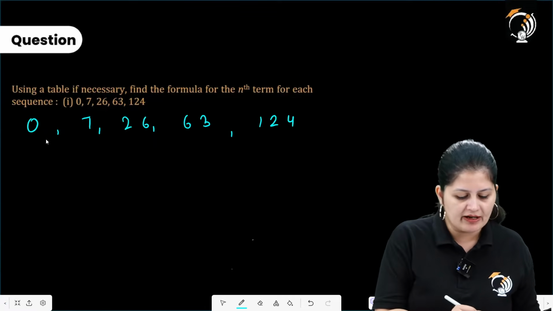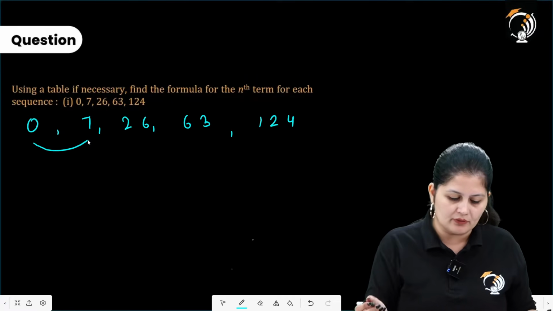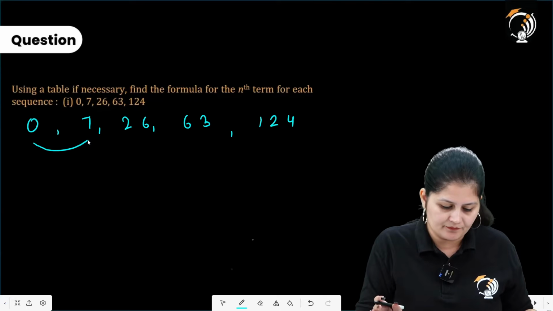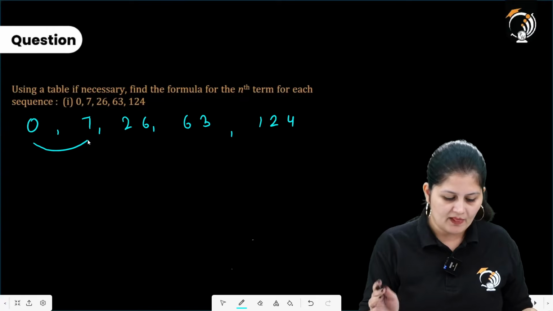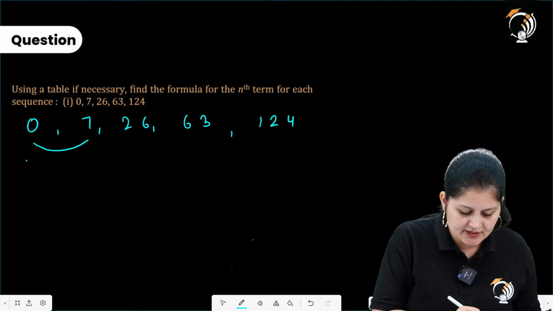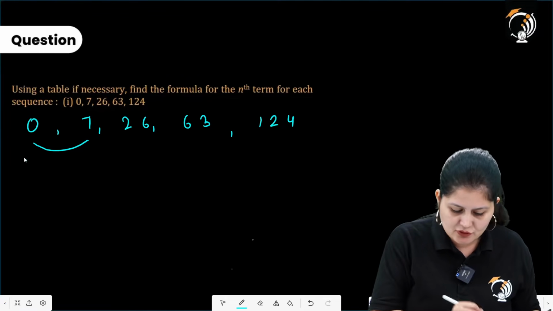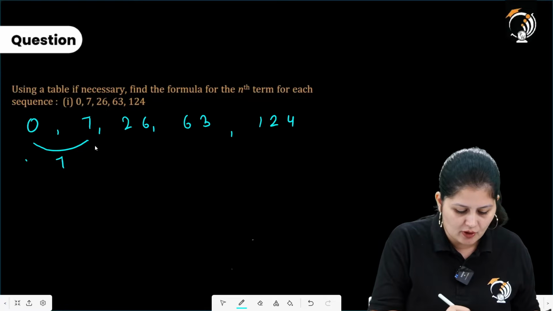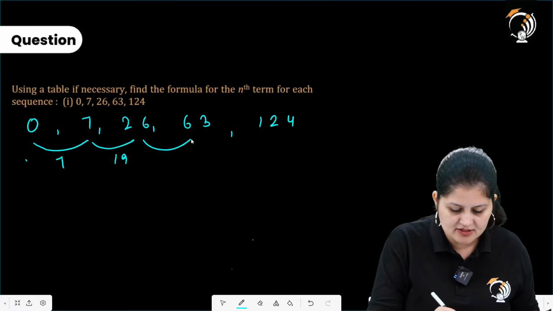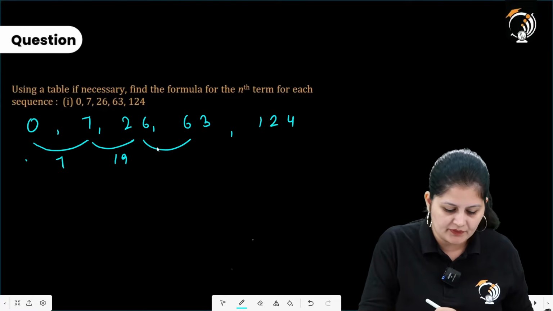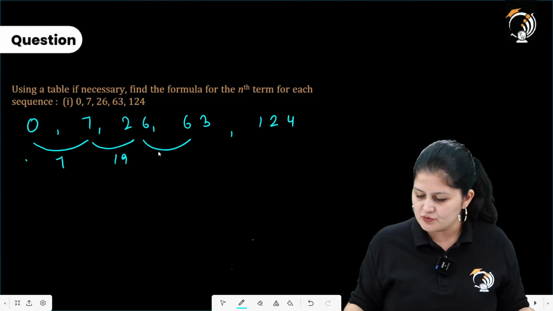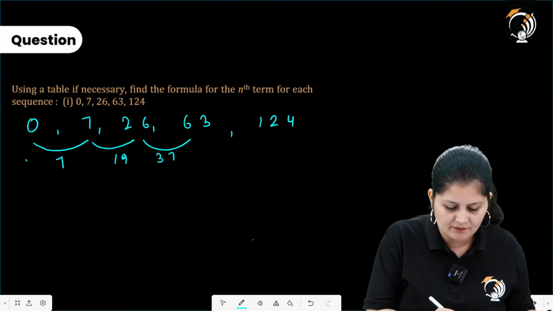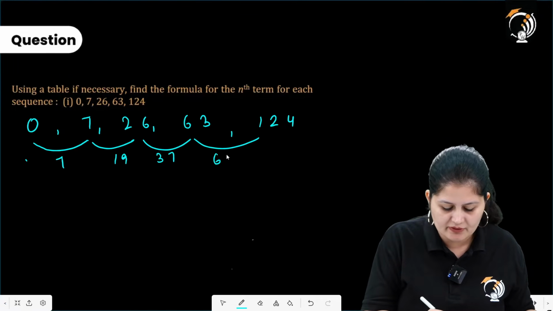Correct? So here, if I talk about the sequence, can we observe this thing? If I talk about the common difference here, let's just do the subtraction. What are we getting? 63 minus 26 is going to be equal to 37. Correct? So if I talk about the common difference, this is 61.